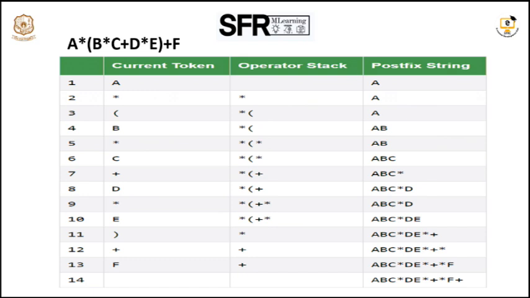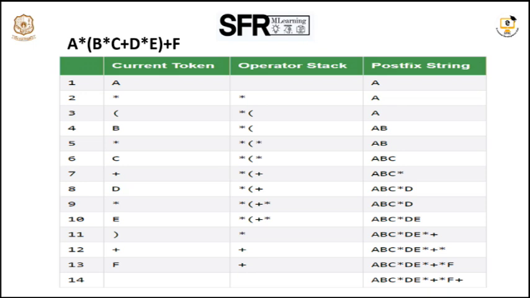So, the second column indicates the current token, the third column indicates the operators in the stack, and the fourth column indicates the output postfix string. Here, first the current scanned character is A. As it is an operand, it will be sent to the output. So, the postfix string contains the character A. The second character is star, it will be pushed to the stack. So, the stack currently contains the operator star.